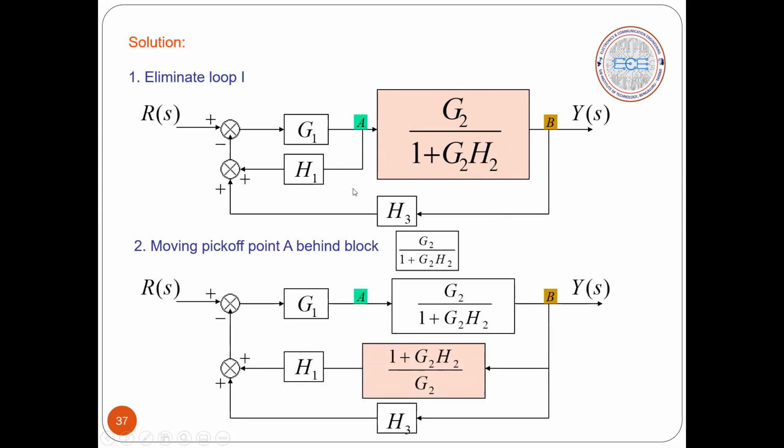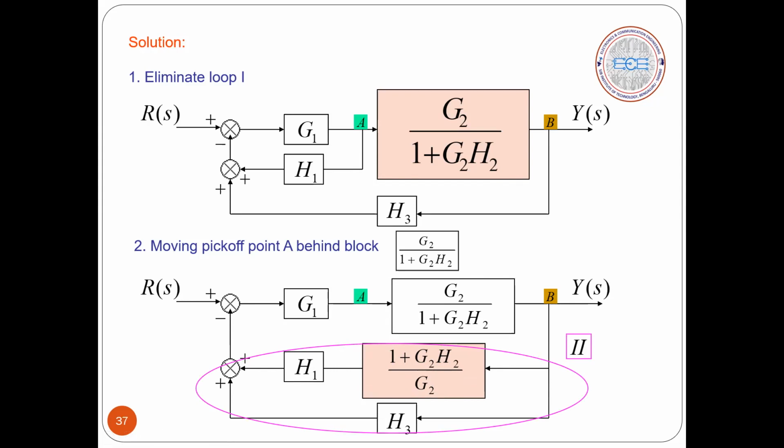We have moved the takeoff point from A. We are taking a branch from point B now. So I have to take a reciprocal of this block here, so that it gets cancelled. Instead of here, we have taken a branch here. The effect of this block we are nullifying by taking a reciprocal in the feedback path. So these two are in cascade, these two are in cascade, and you can simplify.